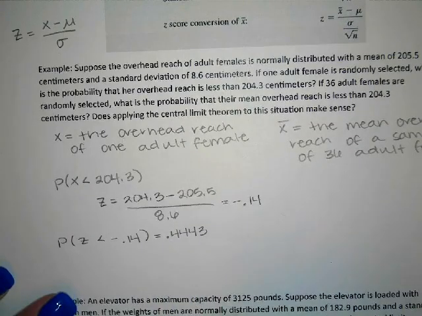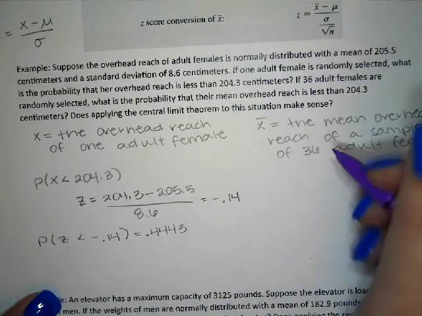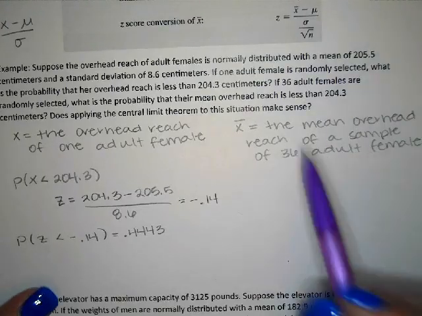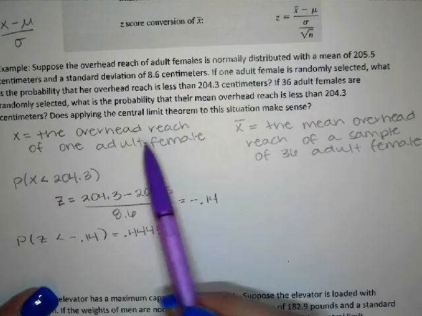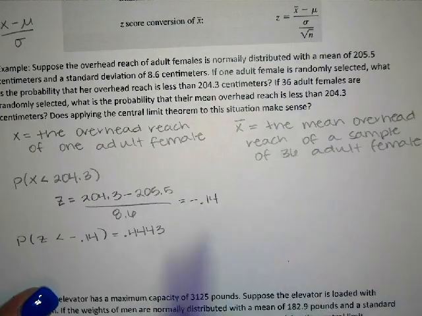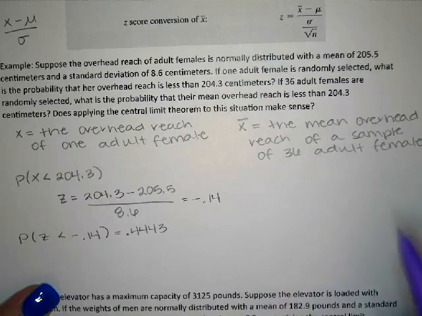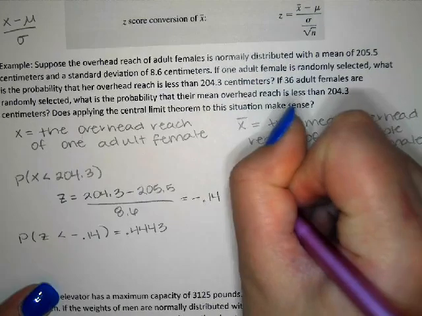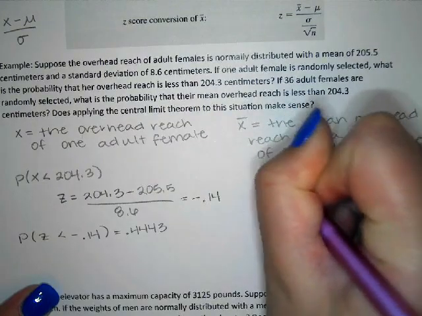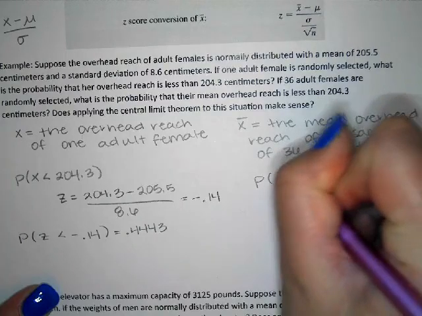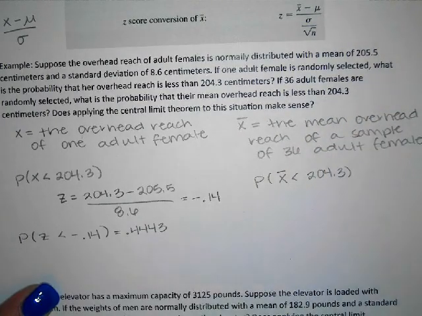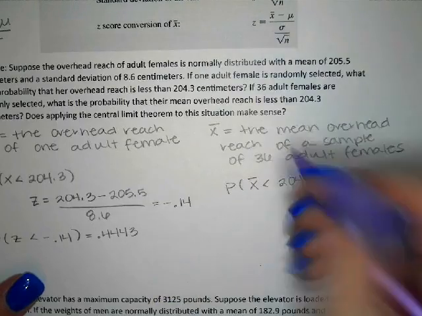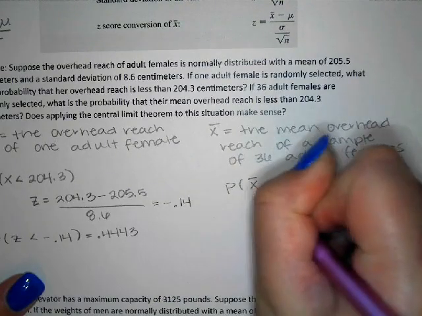Okay, over here. What is the probability that if 36 adult females are randomly selected, their mean overhead reach, or their average overhead reach, is less than 204? So here we would say the probability that x bar, that their mean, is less than 204.3. And again, we're going to standardize this. We're going to create the z-score so we can use the standard normal distribution table. However, the z-score is created a little bit differently.